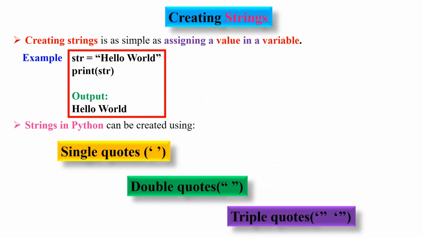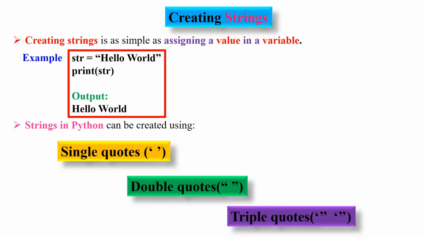Let's learn how to create strings. Creating strings is as simple as assigning a value to a variable. For example, when the code is executed, the string 'hello world' is assigned to the variable str. Afterwards, you can use the variable str to manipulate or access the stored string value in your program. For example, you could print the value of str using print(str) to display hello world as output.